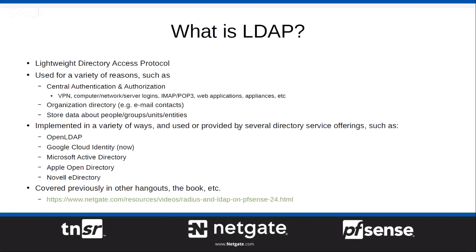It can be used as an organization directory, like a central email contact repository for everybody in your organization. Now, if you're using the G Suite stuff, you're probably already using Gmail. You've already got all that baked in. It's not as big of a thing. So your primary use here is probably going to be central authentication. But at its core, it stores data about people, groups, units, entities, computers, departments, and it groups all that together in a nice way. That's very handy for authorizing people and authenticating.